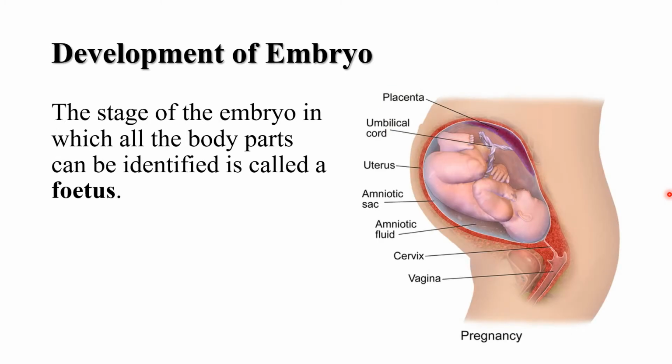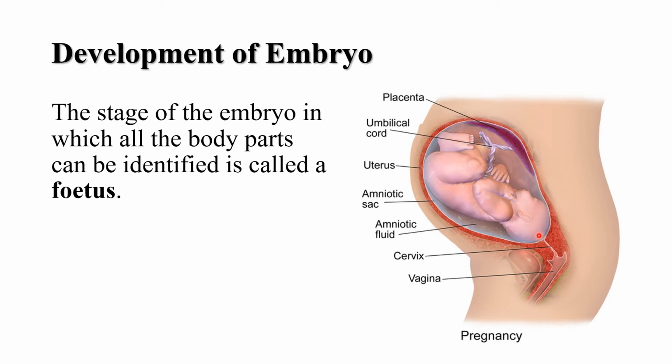After that, the embryo continues to develop in the uterus, and it gradually develops the body parts such as hands, legs, head, eyes, ears, etc. And the stage of the embryo in which all the body parts can be identified is called a fetus. Students, you can see on your screen a developing fetus in the uterus of the female reproductive system.